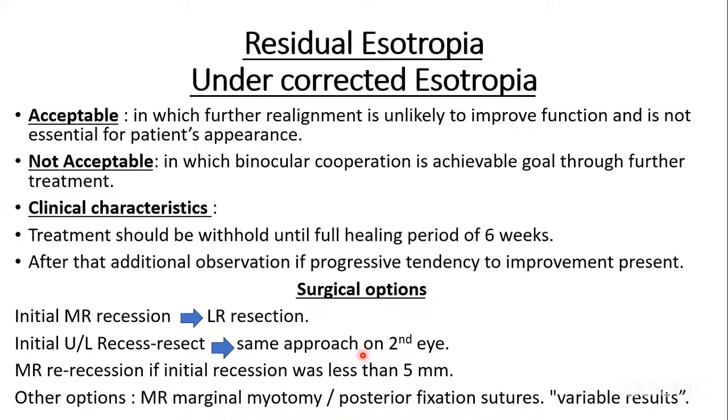So if the primary surgery was unilateral recess resect on one of the eyes, then you will do recess resect on the other eye. If the patient initially had bilateral medial rectus recession, then you will work on the lateral recti, resection, whether one muscle or two, depending on the residual angle. Right. Thank you.